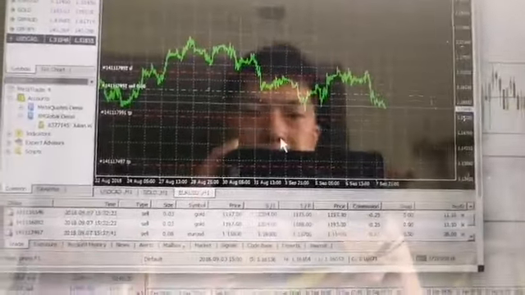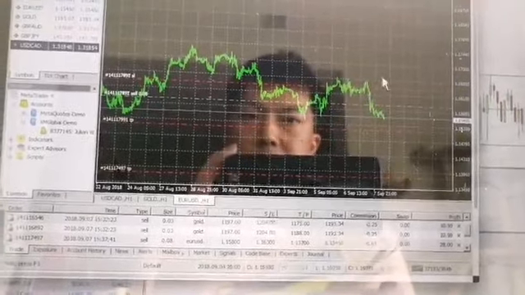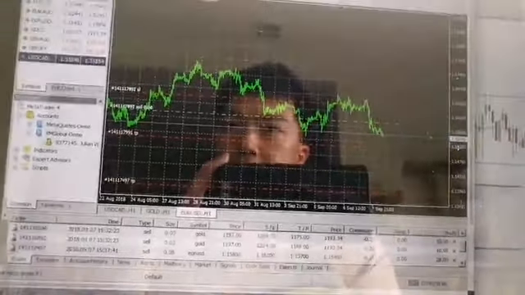It's working kind of the way I want it to work as well. As you can see, there's a supply zone over in this area.